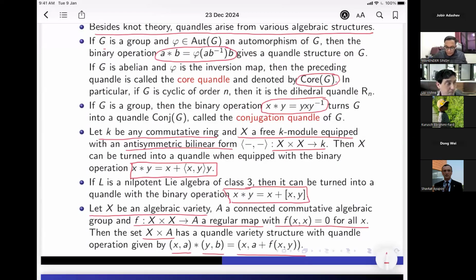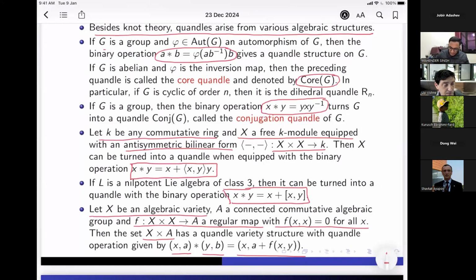So we see that quandle structures arise in various settings. In fact, given any Riemannian symmetric space, because each point has a local symmetry, you can define X star Y equal to the symmetry at Y acting on X. And one can check that it's actually a quandle structure. Also on surfaces, if you take the set of all simple closed curves on a surface, one can define a quandle structure there also. It's called the Dehn quandle.